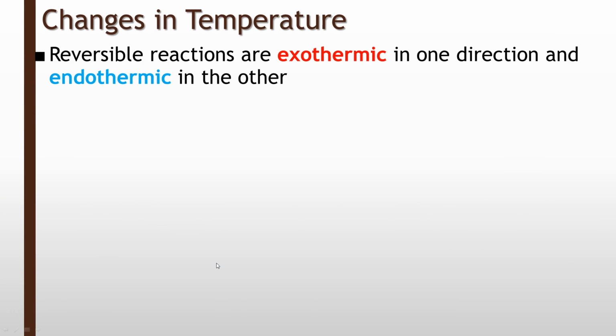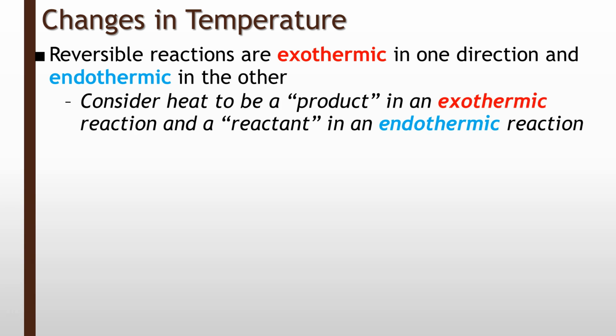If I change the temperature, that's going to have an effect as well. In a reversible reaction, one of them is always going to be exothermic. One of them is always going to give off heat, even if it's just a little, and in one direction, and in the other direction, it's going to be endothermic. It's going to pull out heat. Think of heat as a product in an exothermic reaction, and a reactant, what you start with, in an endothermic reaction. So an exothermic reaction is giving off that heat. Think of it as a product.